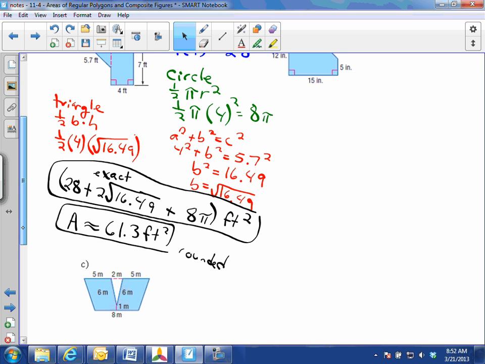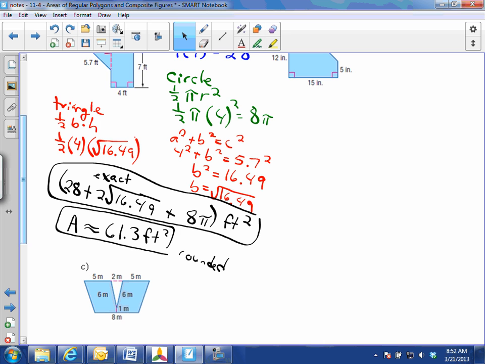Any questions? What's that? Wouldn't it be 4 pi if it's going down to the half? We already took half of it because we said 4 squared was 16 and half is 8.